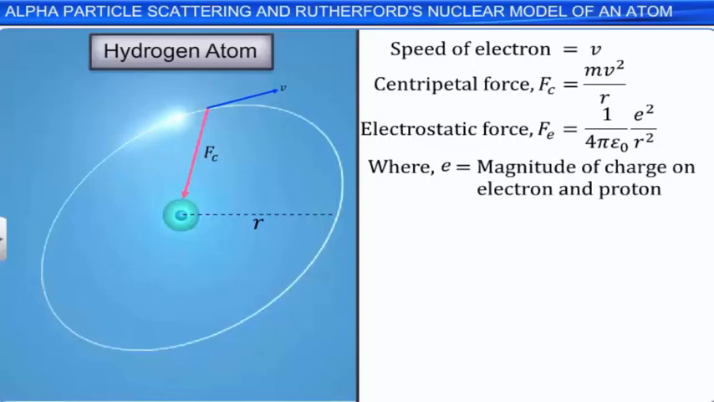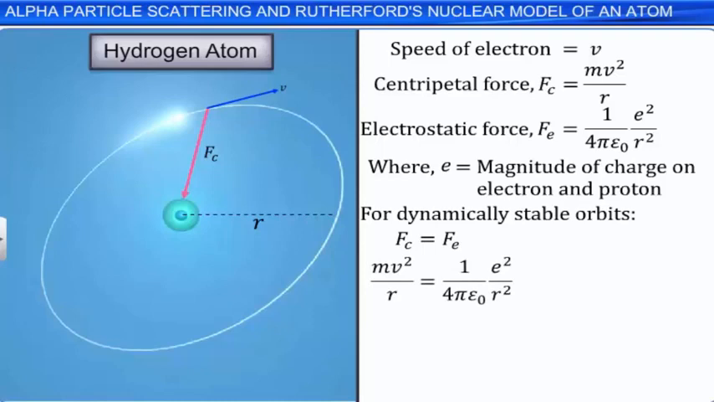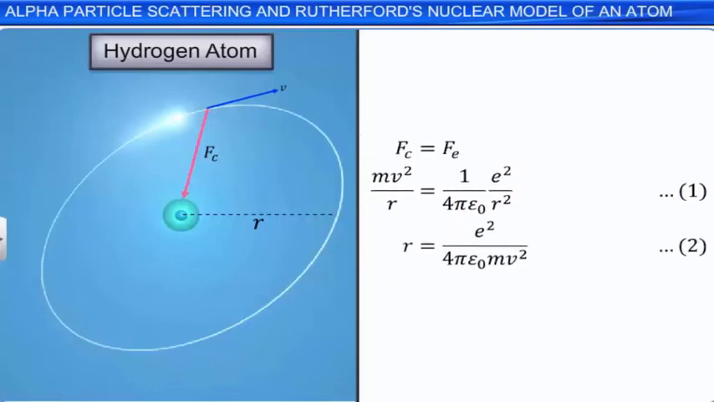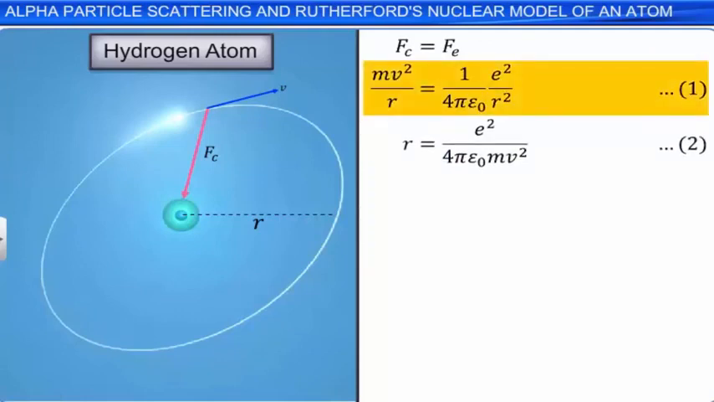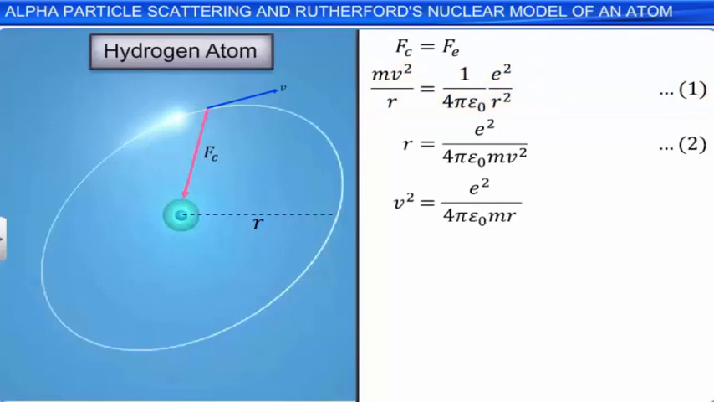But for dynamically stable orbits, Fc is equal to the electrostatic force Fe. Hence, mv square by r is equal to 1 by 4 pi epsilon naught into e square by r square. Let this be equation 1. On simplifying equation 1, we get the radius r equal to e square by 4 pi epsilon naught mv square. Let this be equation 2. From equation 1, we also have v square equal to e square by 4 pi epsilon naught mr. Let this be equation 3.